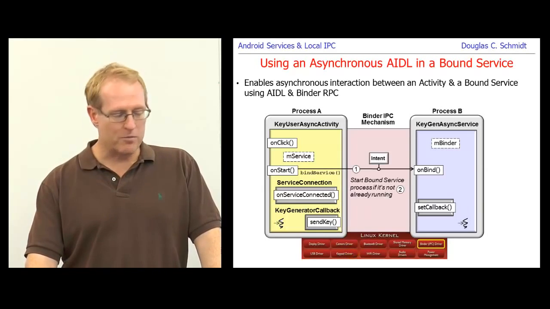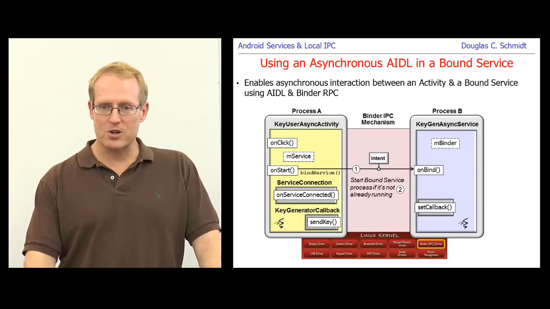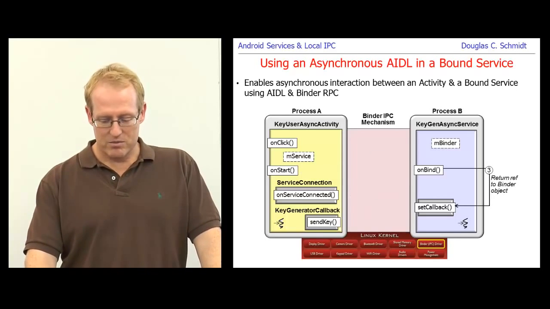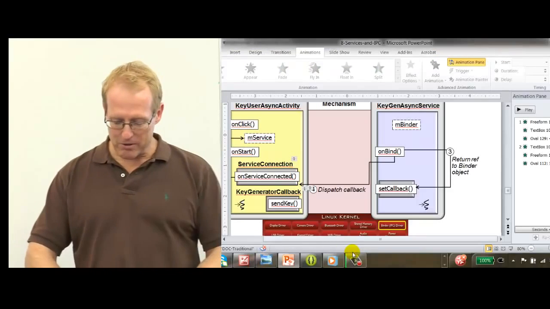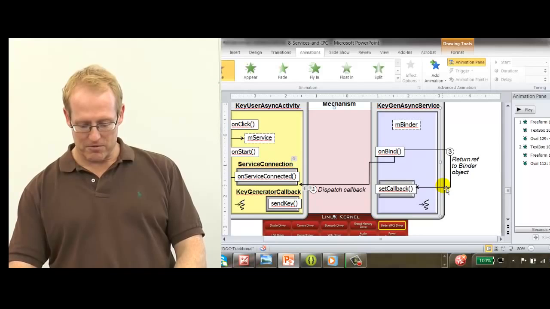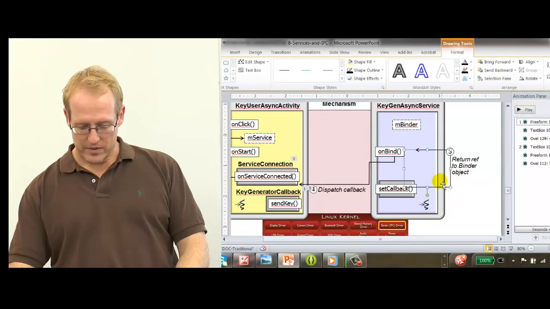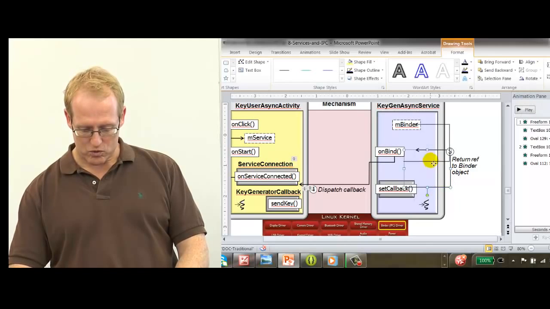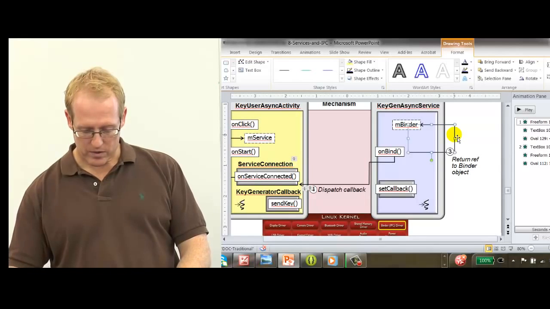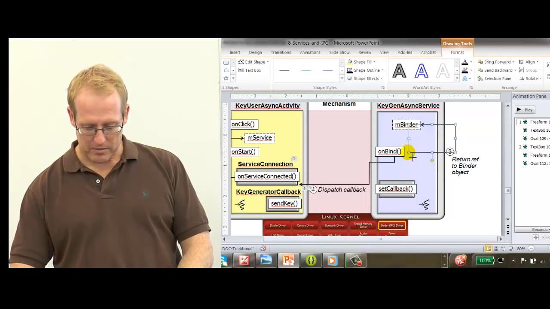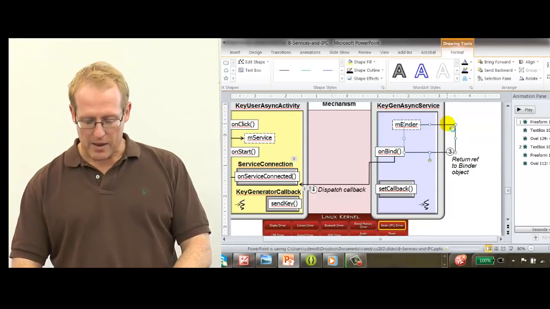All right, so we start off by doing our typical bound service trick. That starts the service if it's not running. We go ahead and we get the binder object. As I said before, that should be flipped. Let me flip that guy before I forget and fix him up a little bit. I'll come back and make that look pretty later.